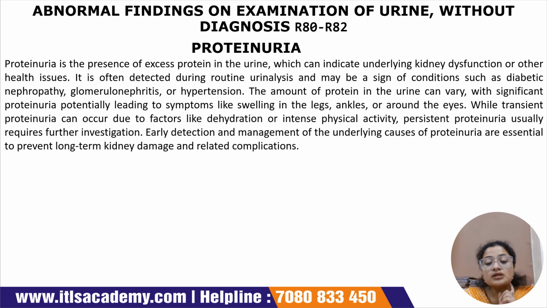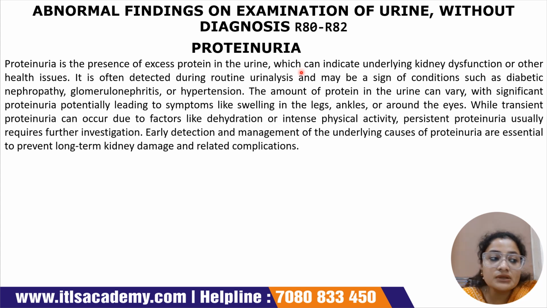Moving on to the next important set of subcodes. As we can see, they run from R80 to R82 and correspond to abnormal findings on examination of urine without diagnosis. First we will talk about proteinuria and then glycosuria. Whenever a word ends with the letters uria, it refers to the level in urine, and obviously protein means protein. So proteinuria means the level of protein in the urine, or rather excess of protein in the urine, because ideally the amount of protein in urine should be negligible, very little.